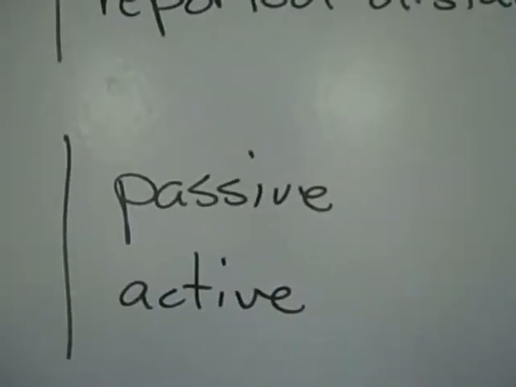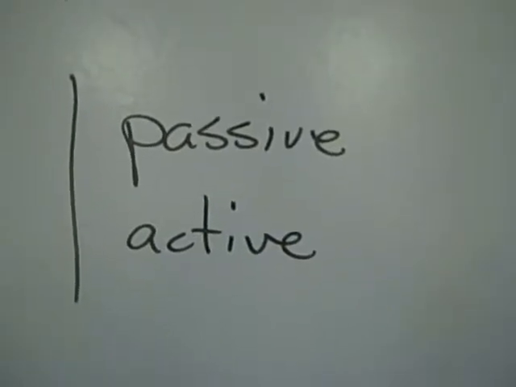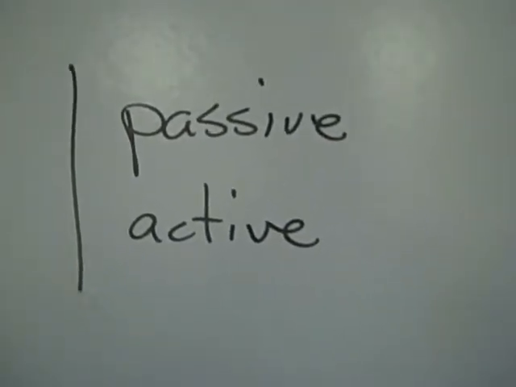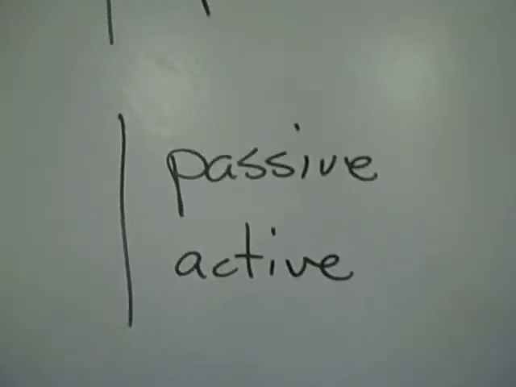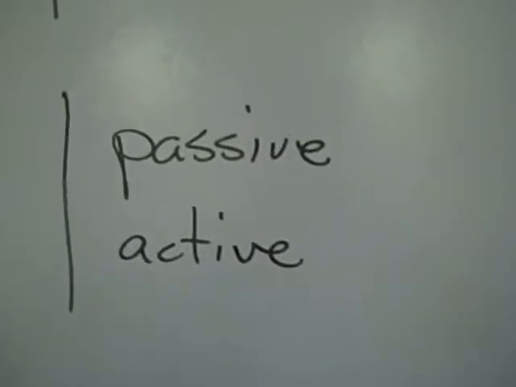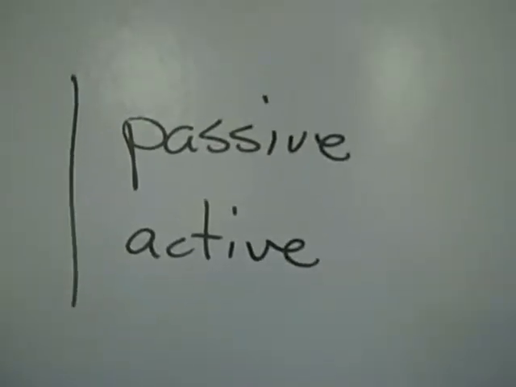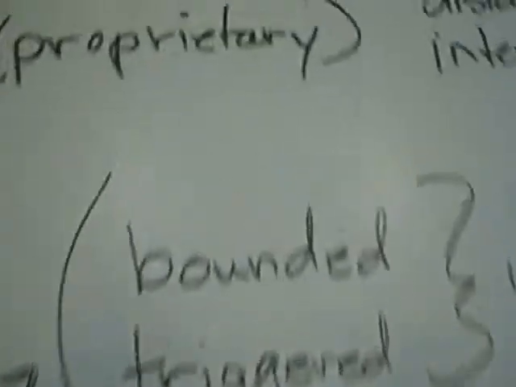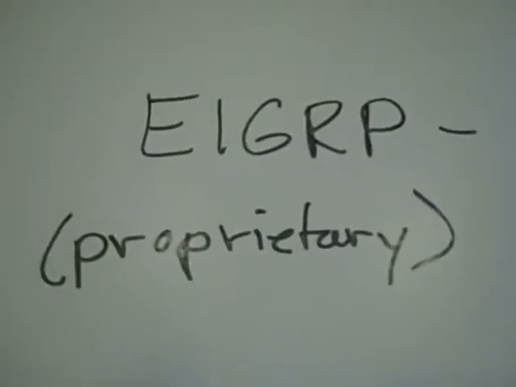If we look at a topology table, not a routing table, a topology table, on the left it'll show us if those routes are passive or active. If they're passive, that means we've converged and that's good. If they're active, that means DUAL is doing some work on them, and those routes wouldn't be trusted.